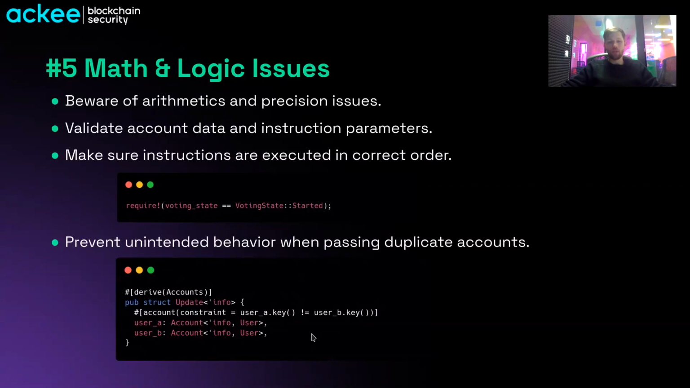The way you can prevent it is, for example, using the Anchor constraints, and you can have something like this: that the user A key is not equal to the user B key. That way you can keep the security check within the context, and you don't have to mix it with your logic.